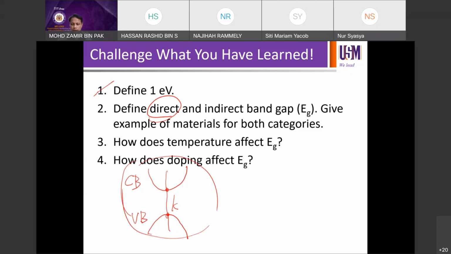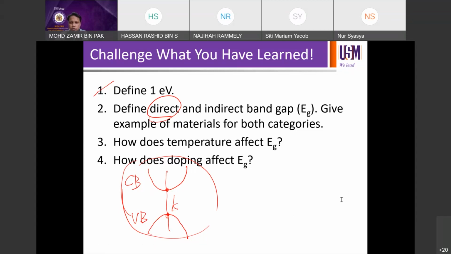Zinc oxide. Any more? Any more direct band gap examples? Silicon is not. Silicon is indirect band gap, right? We've discussed last time. Silicon is indirect band gap. But if you say amorphous silicon, yes, amorphous silicon is direct band gap. But if you say crystalline silicon, it's indirect band gap. Yes, gallium nitride, gallium arsenide, titanium dioxide, yeah?